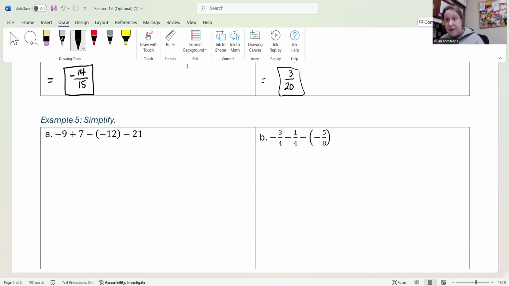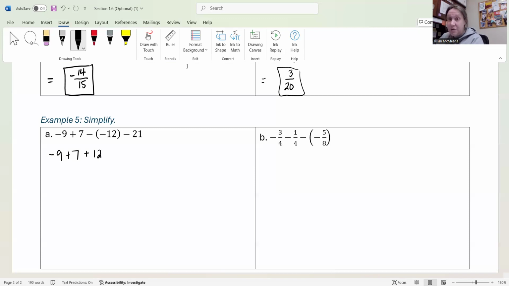So when I look here, I have -9. This is example 5, part A. I have -9 plus 7. That's addition. I don't have to worry about it. But then I have minus -12. I don't want to keep minus -12. So I'm going to rewrite this as -9 plus 7 plus, we want the opposite of -12, which is +12.